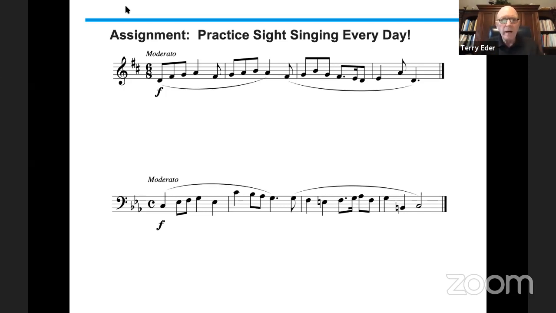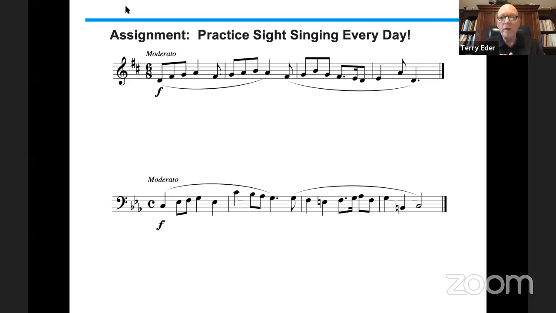So let's look at the two melodies. These are actual AP melodies from past tests. I don't know what year they were or anything like that, but nevertheless, they are actual melodies. And so they are characteristic of what will be on the AP exam this year also. So let's look at the first one. And don't forget to look at the clefs.